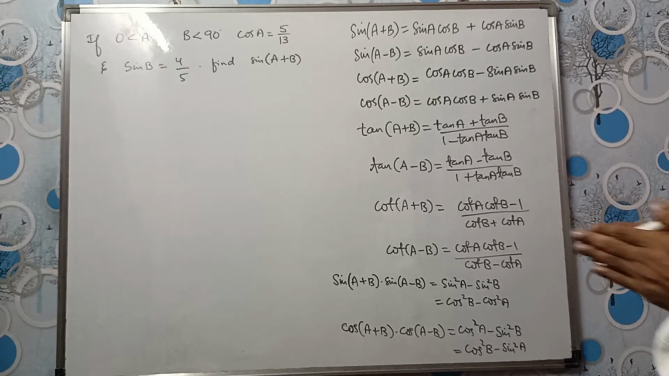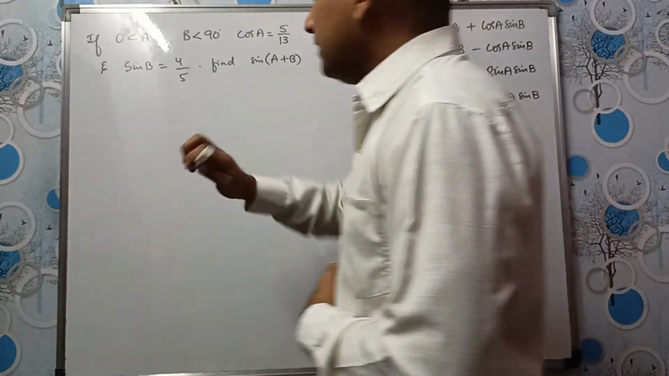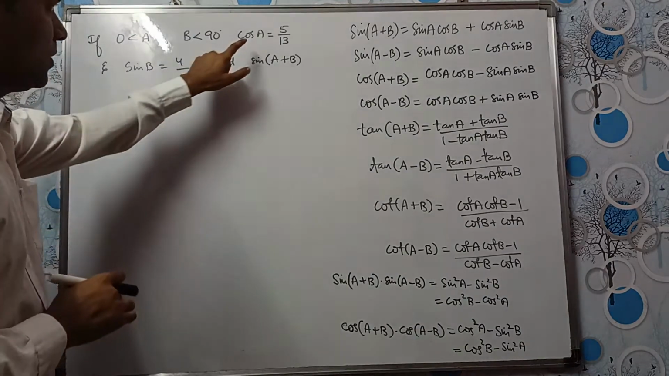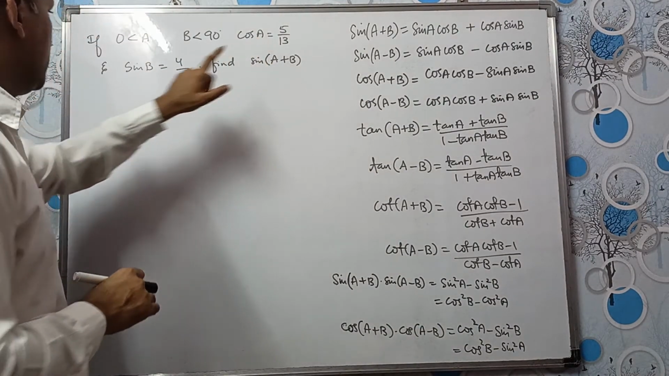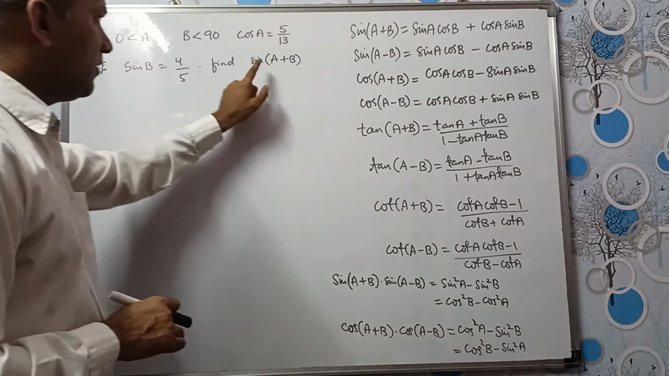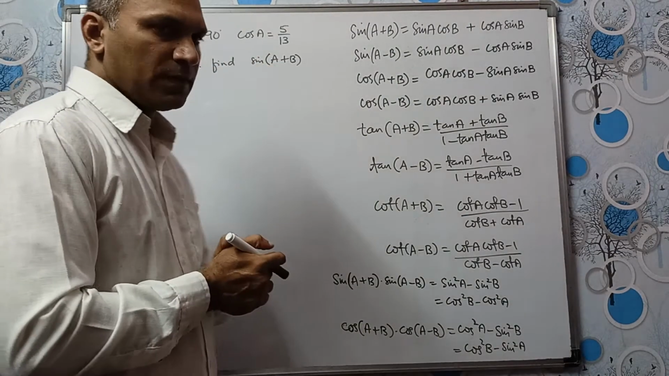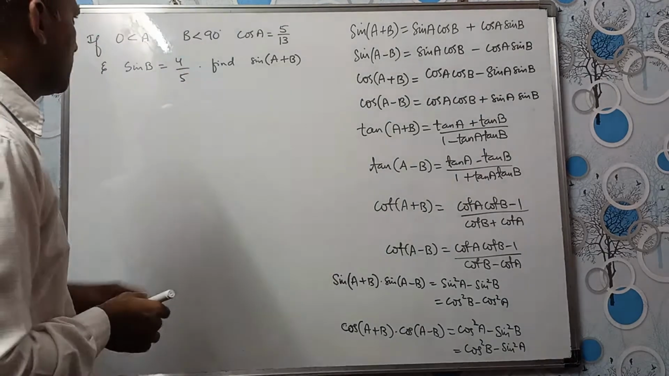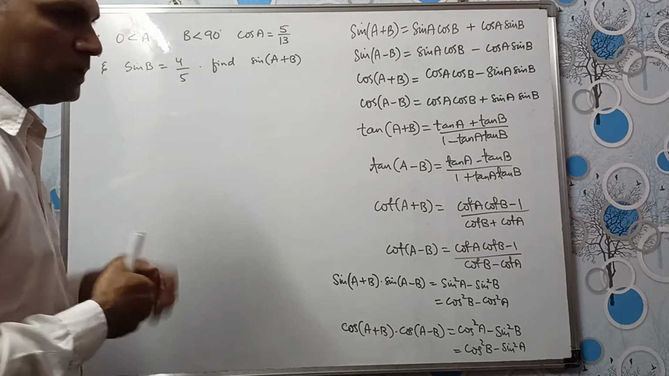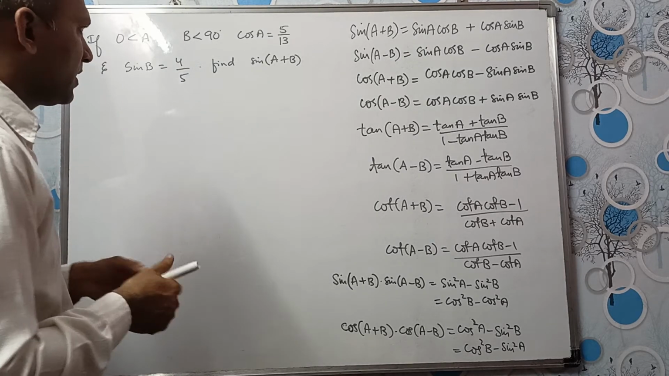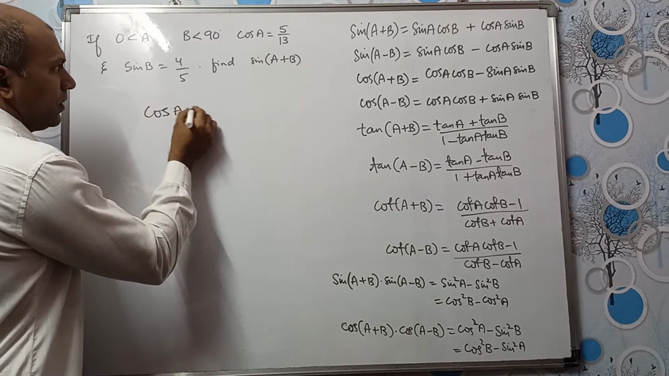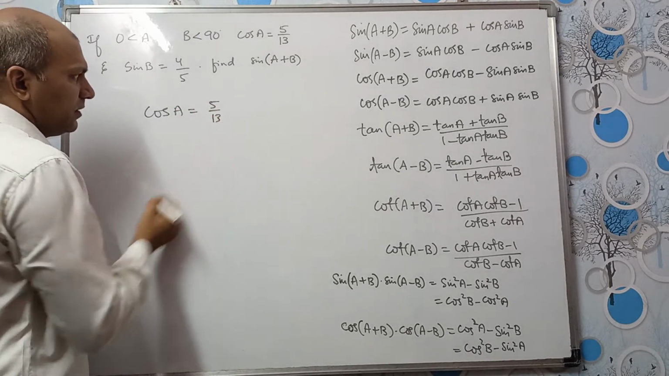If 0 is less than A and B is less than 90 degrees, and cos A is 5 by 13 and sin B is 4 by 5, we should find the value of sin A plus B. What do we mean by this? It means angle A and angle B are acute angles, less than 90 degrees. So we have cos A is 5 by 13.